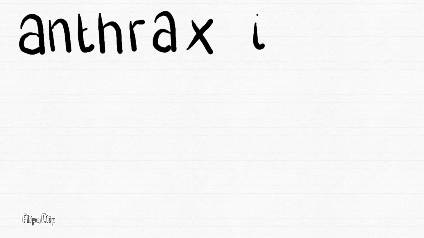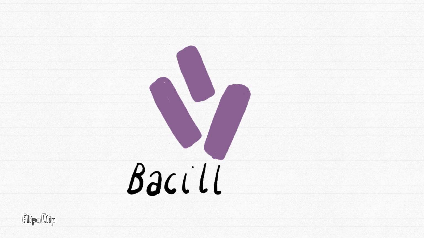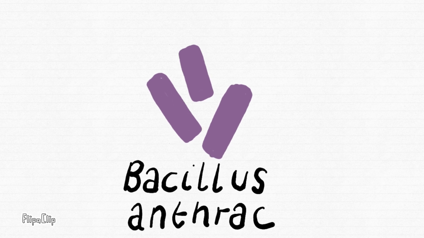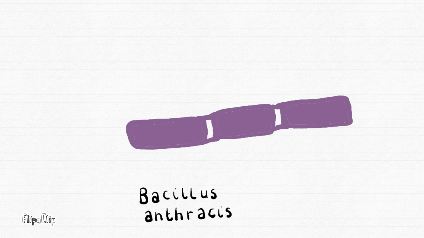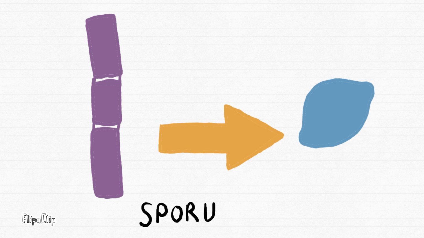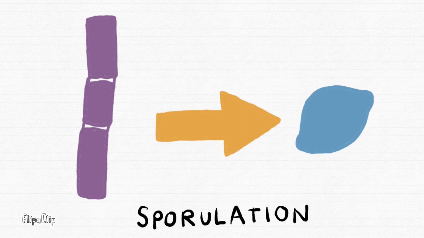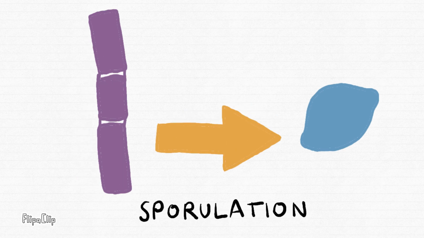What is an anthrax infection caused by? Anthrax is a zoonotic infection caused by the bacterium Bacillus anthracis. Bacillus anthracis is rod-shaped. Bacillus anthracis can form centrally arranged spores in a process called sporulation. This is a state of dormancy and occurs when nutrients are limited.